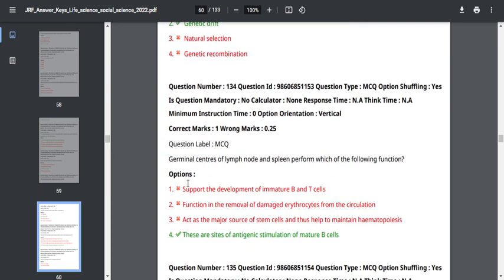Germinal centers of the lymph node and spleen perform which of the following functions? Germinal centers are present in the lymph node and spleen. They are the site of antigenic stimulation of mature B cells. As already mentioned, the lymph node and spleen are secondary lymphoid organs in which activation of B cells takes place, and in the germinal center the antigen-activated B cells diversify their immunoglobulin genes and generate high affinity antibodies.